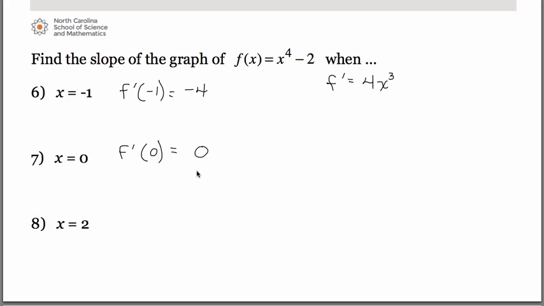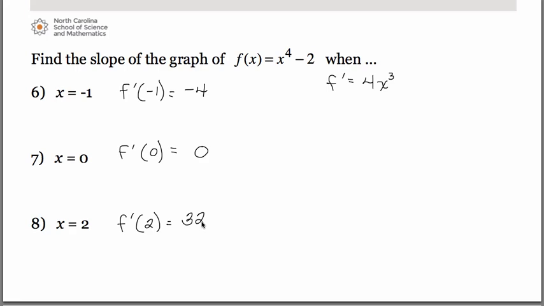Now think for a second about what that's going to imply, and we're going to look at the graph in a minute. If that has a derivative, a slope, of 0, that means it's a horizontal tangent line. All right, so we'll check that out in a couple minutes on the graph. And then the last one would be f prime of 2. So we have to cube the 2, so that's 8 times 4 is 32. So think about what that's going to mean. That's a pretty steep slope.